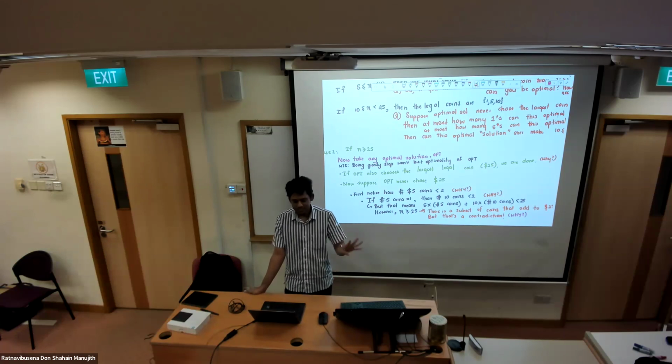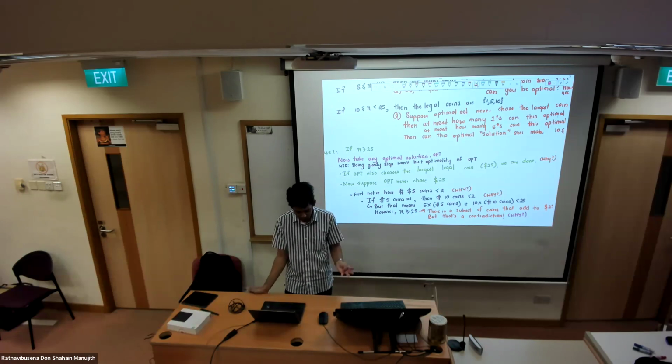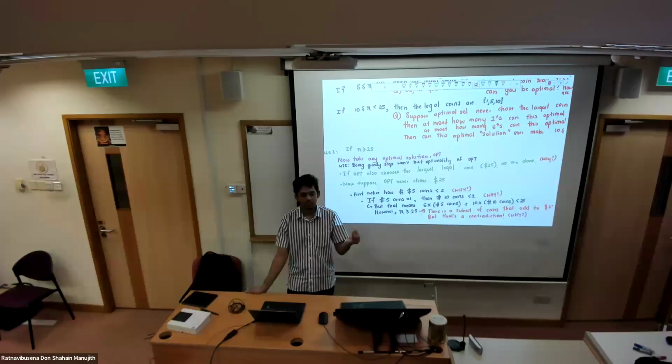What if opt uses 4 10 coins? Can you make 40, because opt uses 4 10 coins, so 40 is a summand in this sum, right? So can you make 40 using less than 4 coins? How? 25, 10, 5. Yeah. Okay, so that means you use 3 coins to make 40, but opt uses 4 coins to make 40. So therefore opt is not optimal. That's a contradiction again.